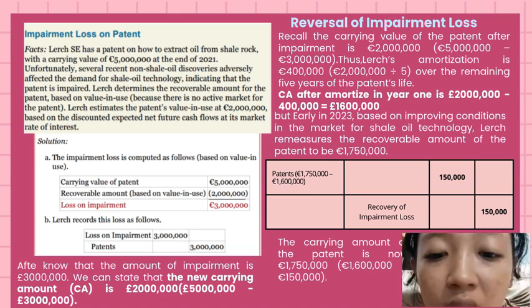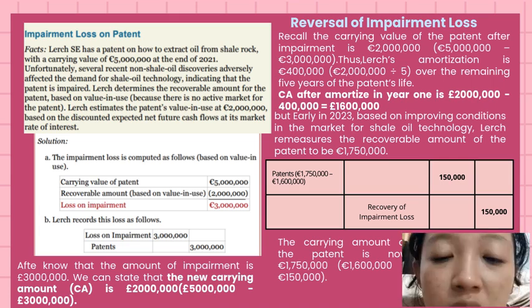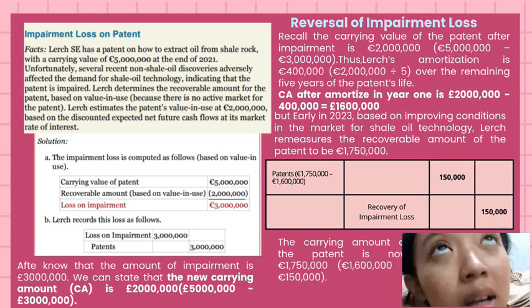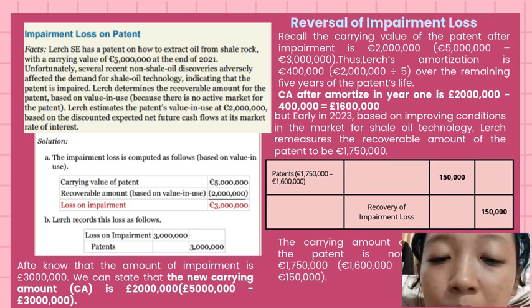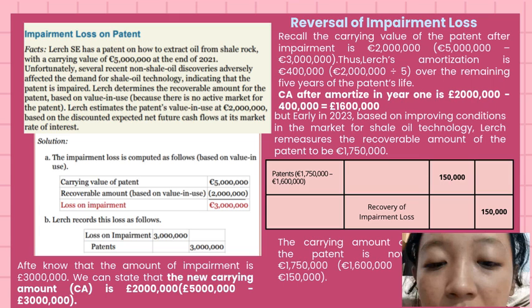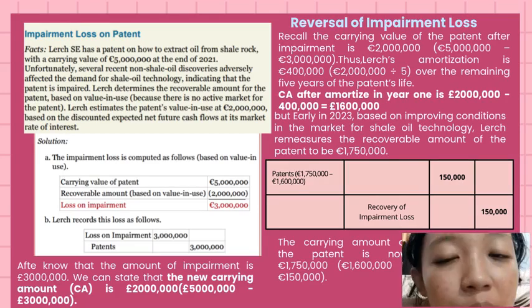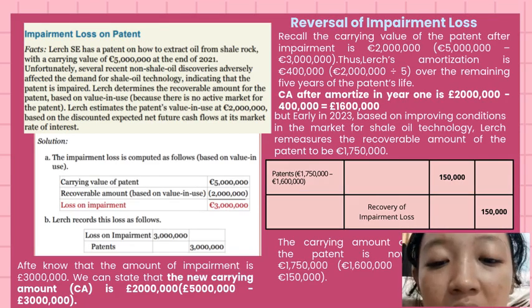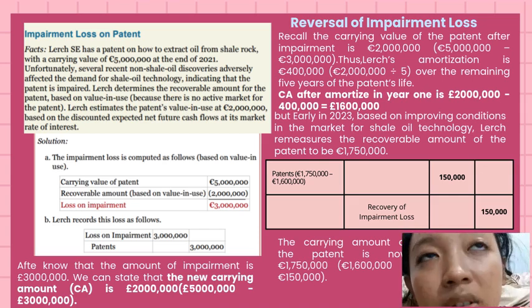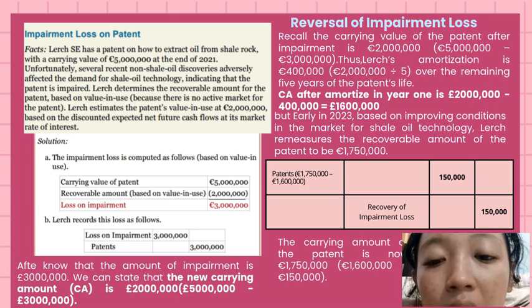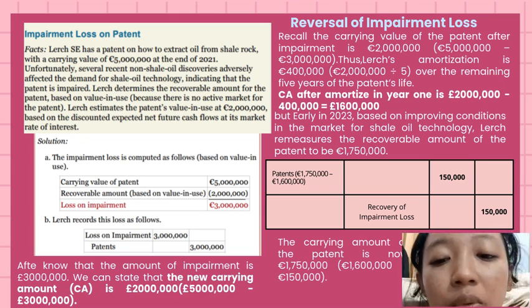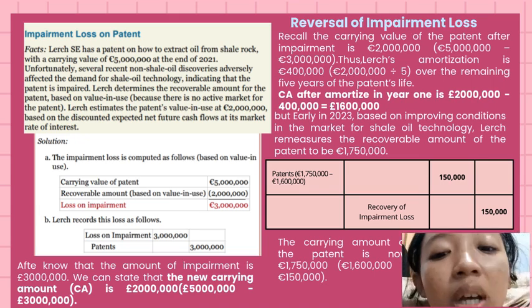After that, we record loss on impairment in debit with the amount of 3 million, and patent in credit with the same amount, 3 million. After that, we know that the new carrying amount is 2 million, which we get after we deduct the previous carrying amount by the loss on impairment of 3 million, and then we get the new carrying amount, 2 million.